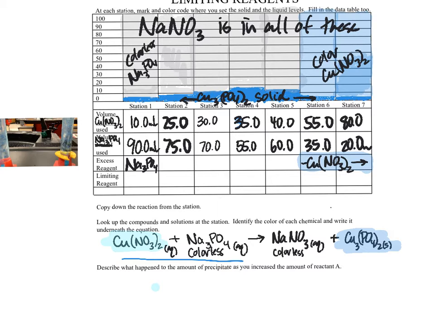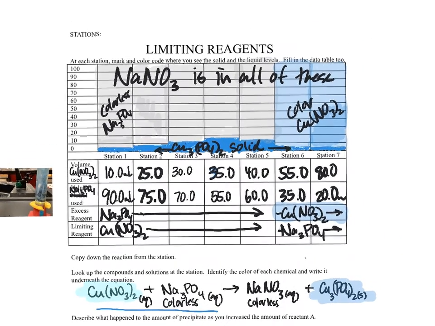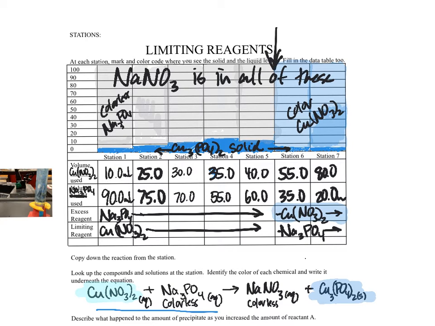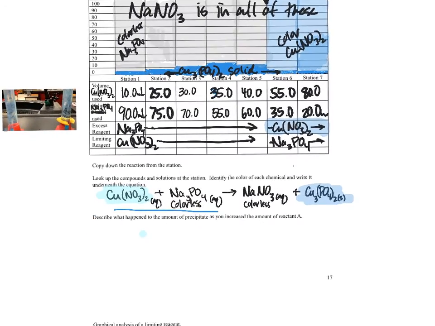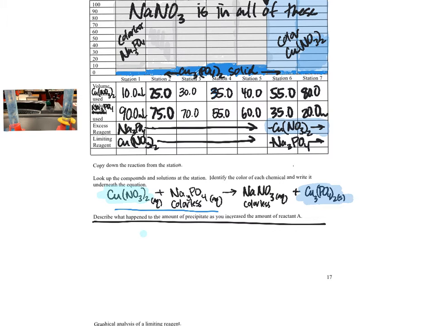So again, colorless is going to tell us that we have Na3PO4 extra, and then our CuNO3 2 is going to be our limiting reagent. And then here, where it switches color, Na3PO4 is going to be our excess reagent. Now, that point where it changes is called our stoichiometric point, and it's going to be in there somehow. So I want you to describe what happens as we change the amount of reactant A.